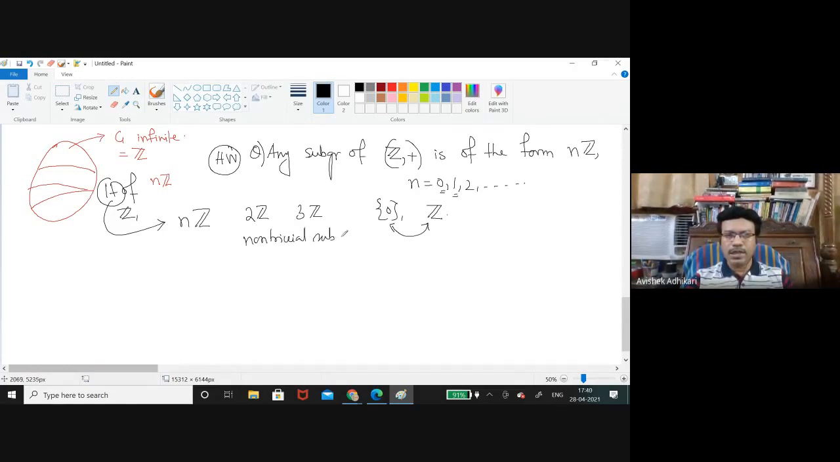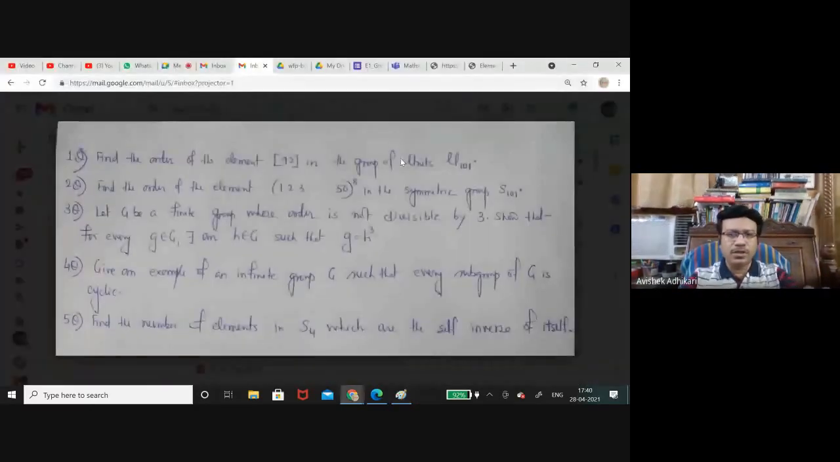In my last class, I have already mentioned about this. And who are the proper subgroups? Except for this, all subgroups are proper subgroups of Z. Okay. So here you can understand that Z itself is a cyclic group. As a result, the statement is true.